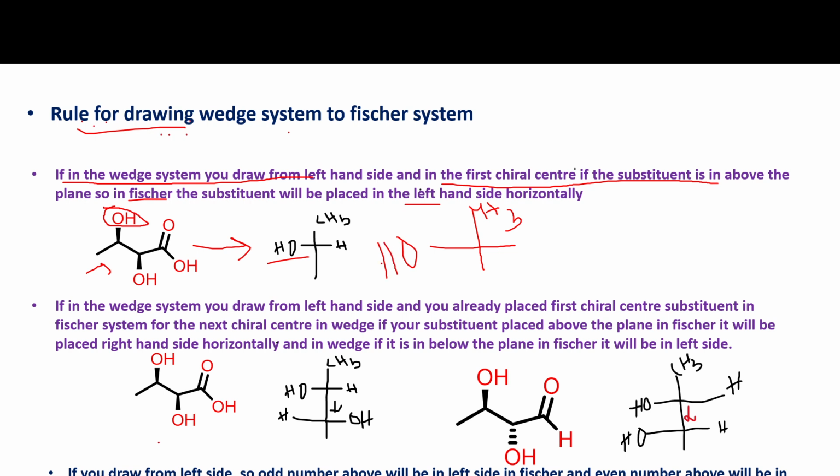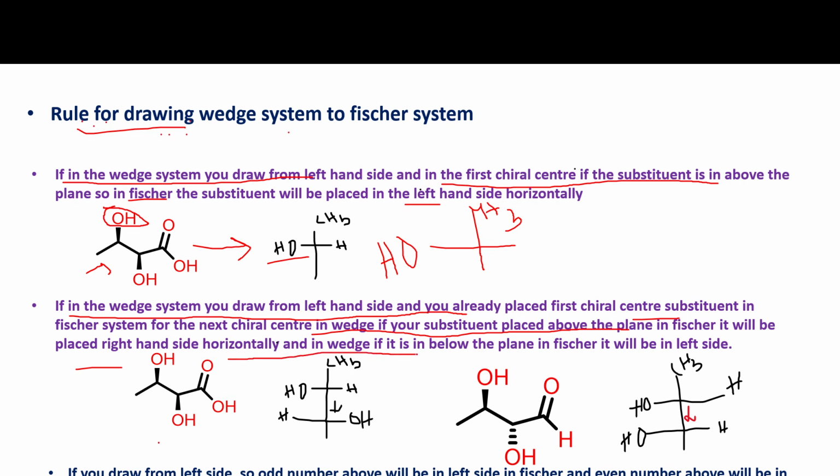Just too easy. Next, if you draw from the left hand side and have already placed the first chiral center substituent in the Fischer system, what will happen for the next chiral center, the even center? If a substituent is placed above the plane, in the Fischer it will be placed on the right hand side.